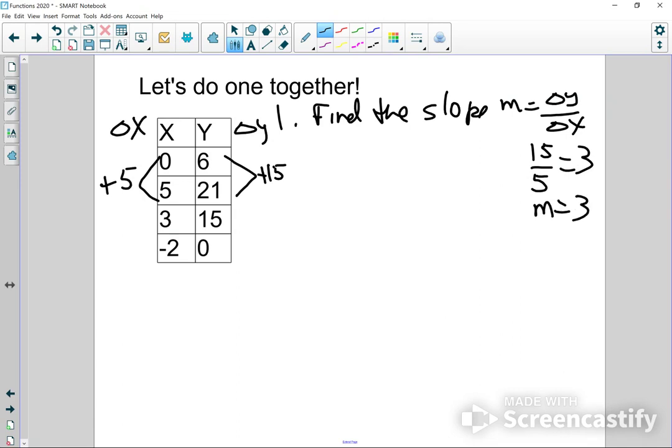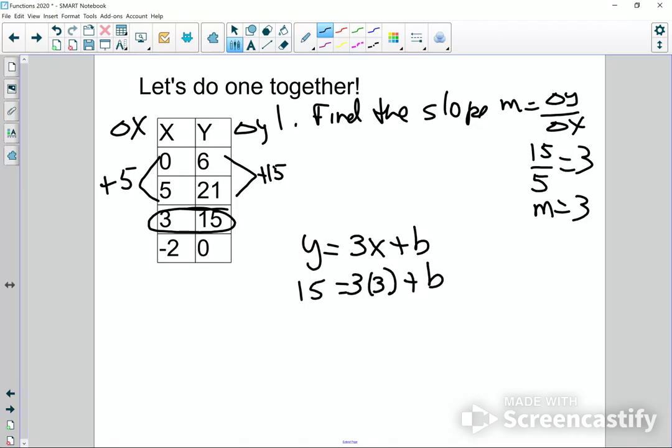Okay. Then I get to pick any point I want. Let's write down y equals 3x plus b. I'm going to pick any line from the table I want. I want this one because it's nice positive numbers I'm comfortable with. This is my y. 15 is my y. See how it's in the y column? And 3 is my x. So let's put that in the x column. Now I can solve this equation. 15 equals 9 plus b. Use my inverse operation, subtract 9 from both sides, and 6 equals b.